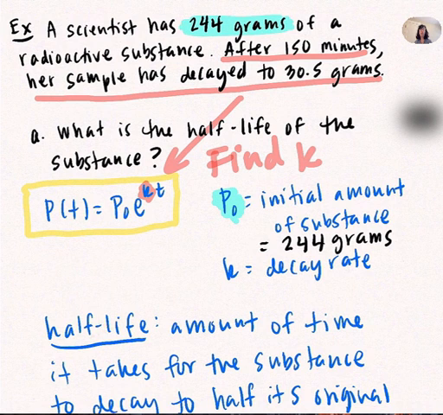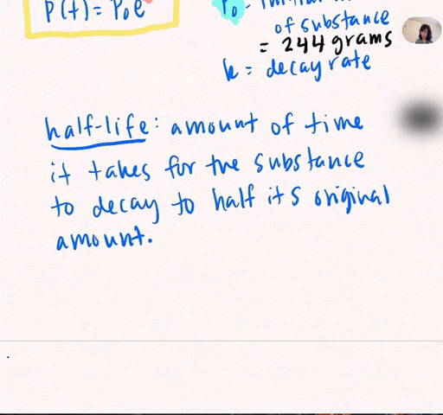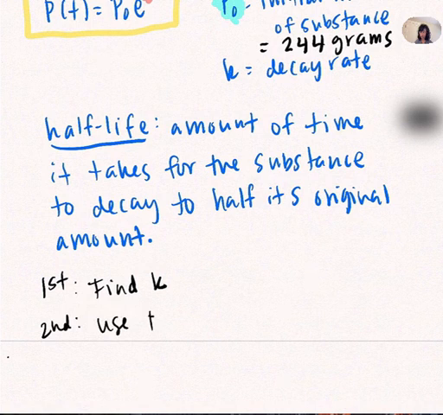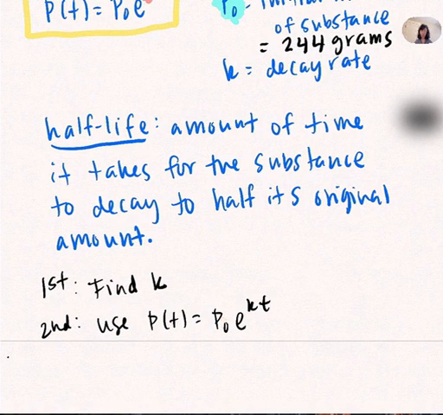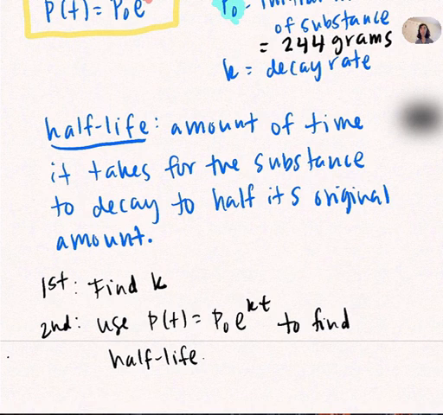So I'm going to do this problem in the following way. I'm going to first find K, and then second, I'm going to use the equation P of T equals P naught e to the KT, where we know what K is and P naught is, to find the half-life. So that's going to be my strategy.